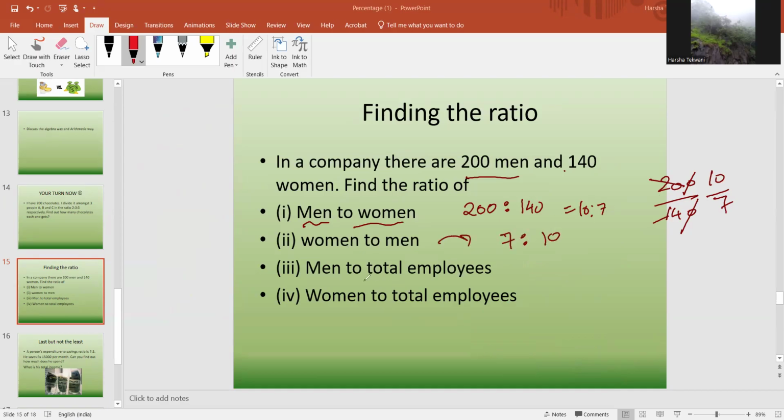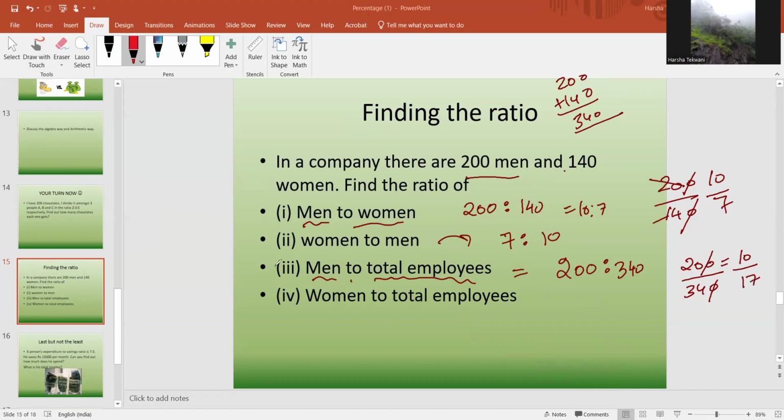7 is to 10. Men to total employees. Total employees is basically 340. So they desire the men to total ratio. In the simplest form, 2 tens are, 2 17s are. So the answer over here is 10 is to 17. Women to total employees. So 140 women out of 340. 2 sevens are, 2 17s are. So 7 is to 17. As simple as that. Not a big deal.